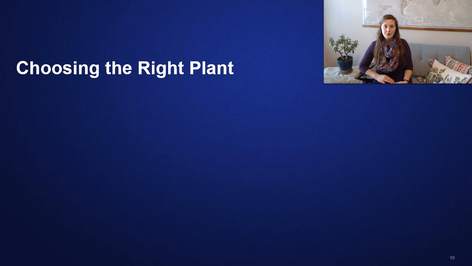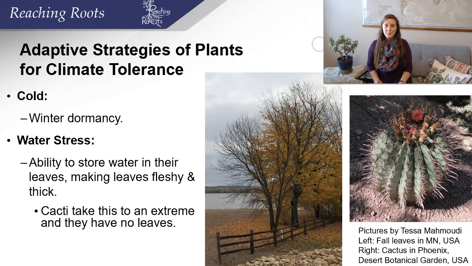Let's talk more about choosing the right plant. Certain plants are adapted to challenges, and you'll want to take advantage of those to fulfill your goals. For example, some plants are very cold tolerant. They do this through winter dormancy, like deciduous trees that lose their leaves in the fall so that they can go dormant throughout the winter. Think of it like a hibernation, as the bears do.